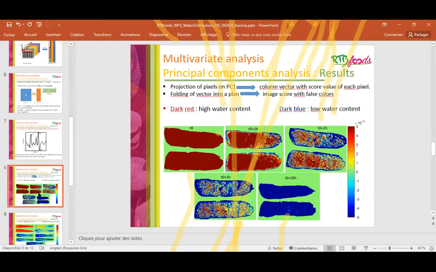Non-destructive because we don't need to prepare the sample, no sample preparation, and non-destructive. We have just to cut into two pieces and take data and take image. This is non-destructive, like NIR and other methods.